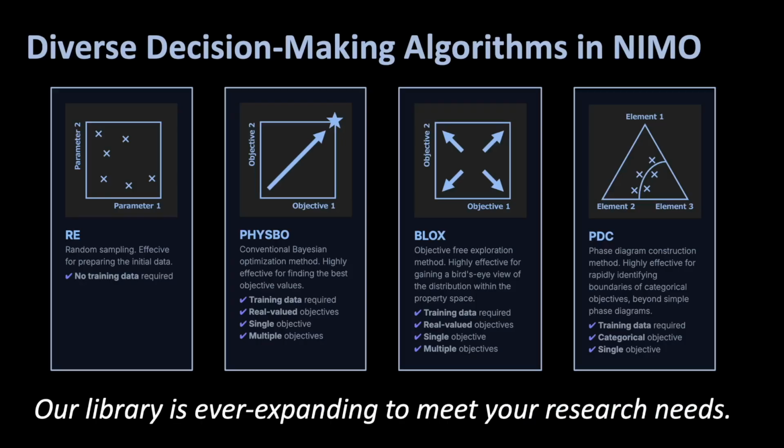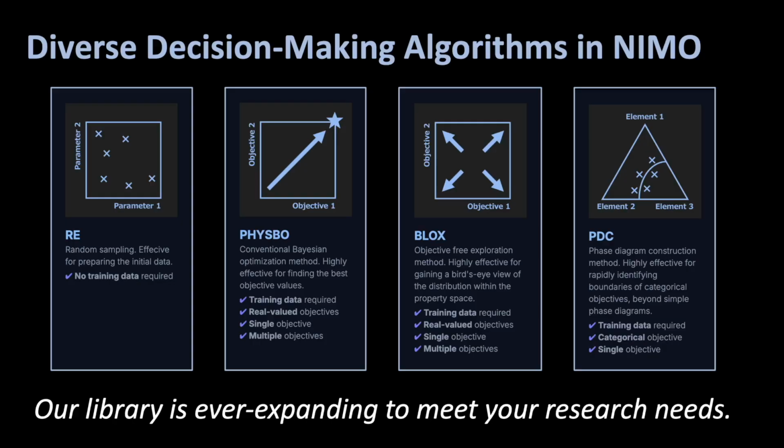In materials science, research goals vary significantly depending on the project phase. The choice of algorithm should be tailored to your specific needs. First one is random exploration. When you are starting a completely new project with no prior data, random exploration is your first step. It helps you build an initial dataset without any bias, providing a baseline for more advanced optimization.